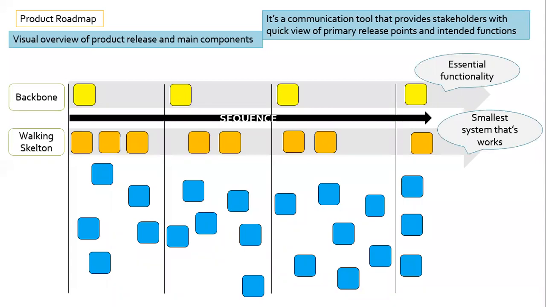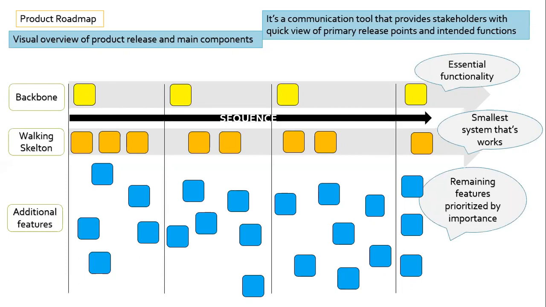And the second component is walking skeleton. Once the backbone is delivered, which means that you have delivered all the required or essential functionality for your product to stand up or stand straight. Now, in order for your product to walk forward or give some value to the customer, you can see there are eight stories or eight features that you need to release in order to make sure that the product you're delivering to the customer is functional.